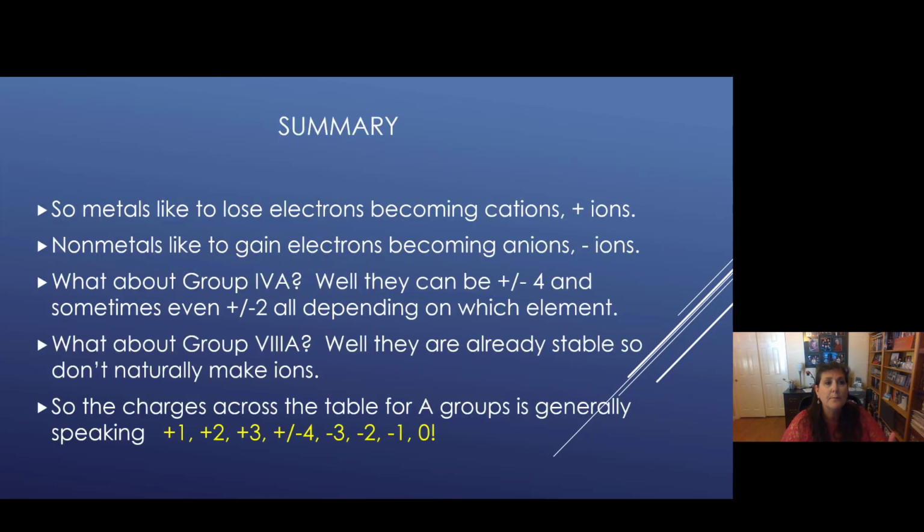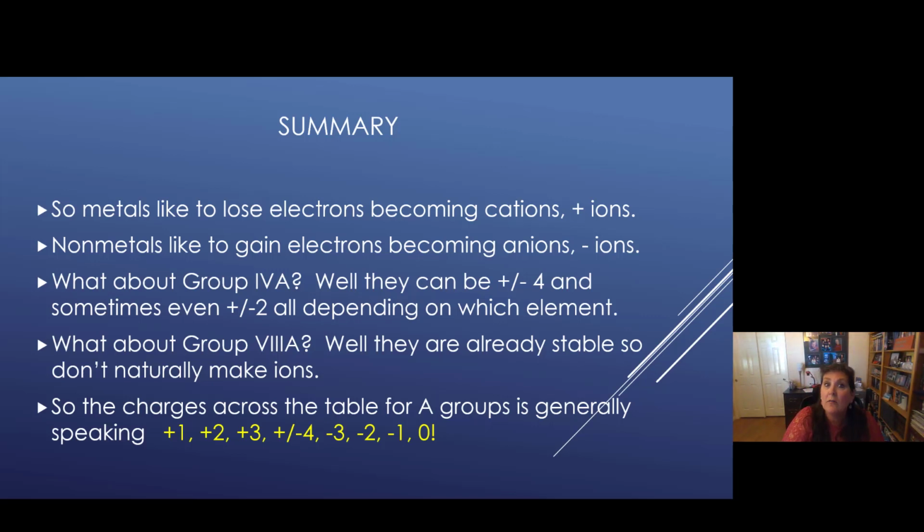All right, good job. So to summarize, metals like to lose electrons, becoming positively charged cations. Nonmetals, not the noble gases, the other nonmetals, gain electrons and become negatively charged ions, anions. Well, I skipped a group, didn't I? I skipped the carbon column, column 4. I skipped it. That's because they don't just have one option.